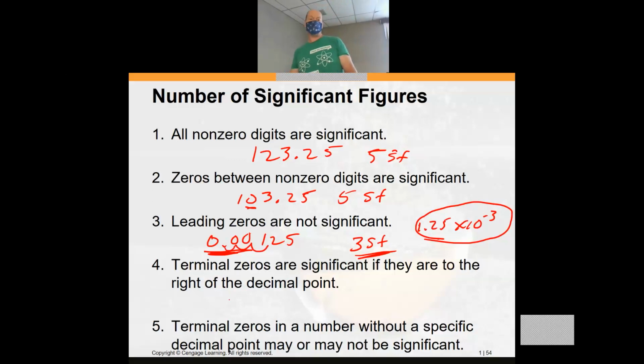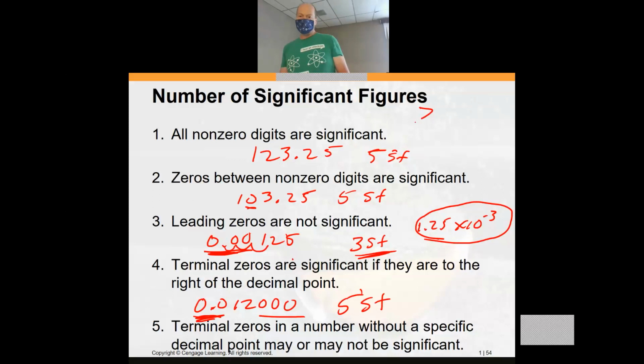Terminal zeros are significant if they are to the right of a decimal point. So if you had 0.012000, all right, leading zeros, not significant. You have a decimal point. The following zeros on the right of the first non-zero digit, those are all significant. And so this would be 5 significant figures. All right, and so remember the rule for number 5. If it is less than or equal to 1,000, then the zeros are significant.